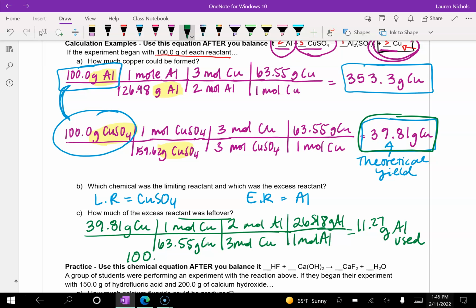So that means if I want to know how much was left over, then we would say, okay, we had 100 grams of aluminum. We used 11.27 grams of it. And so that means 100 minus 11.27 will give us 88.73 grams of aluminum left over.